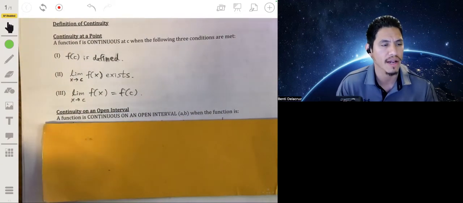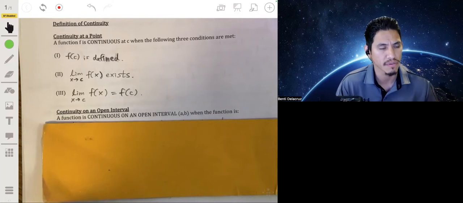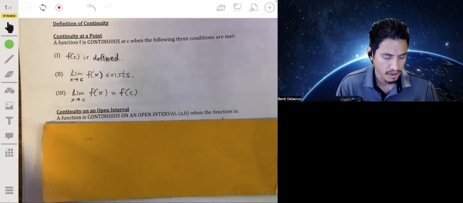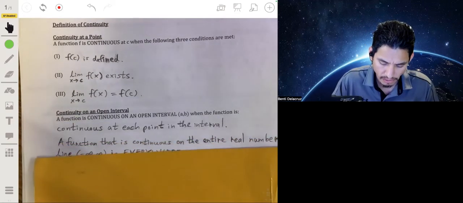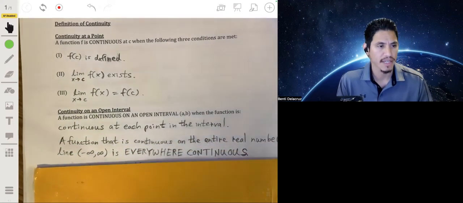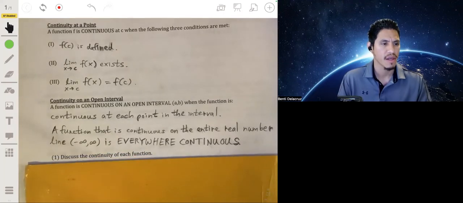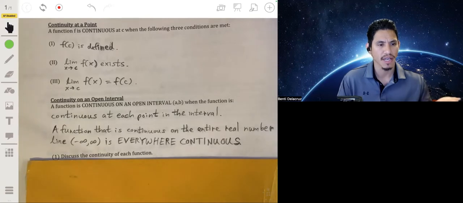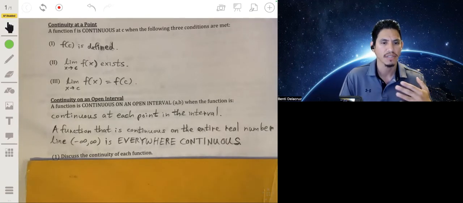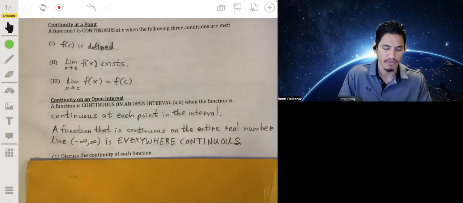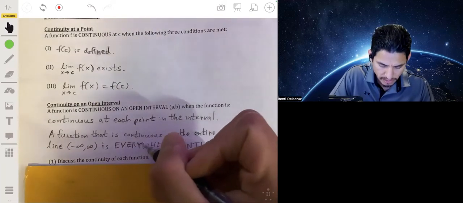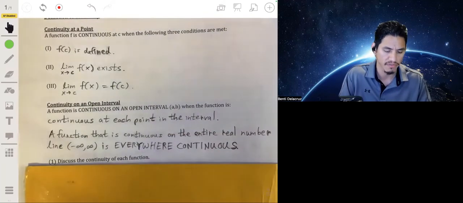So when you want to show algebraically that a function is continuous, show these conditions are met, and you'll be good. Now when we're dealing with an open interval, we say that the function is continuous if it's continuous at each point in the interval, and we say that a function is continuous everywhere if it's defined on the entire real number line, from negative infinity to infinity. So we say the common phrase, everywhere continuous. Makes sense. You've probably heard it before.